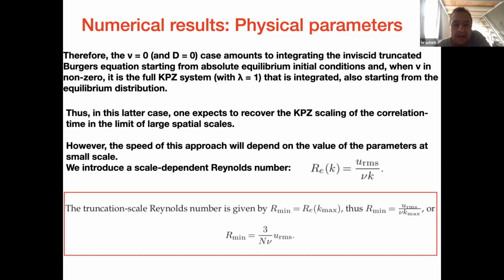So physically, this parameter you can understand as a Reynolds number. Remember, this is Burgers' equation, so you do have a Reynolds number. The Reynolds number depends on the scale. I've given it here. And so you can define the truncation scale Reynolds number. Because we fixed U RMS to a fixed value, at a given resolution, the only free parameter we have is this truncation scale Reynolds number, okay? And that's the only thing we can vary.